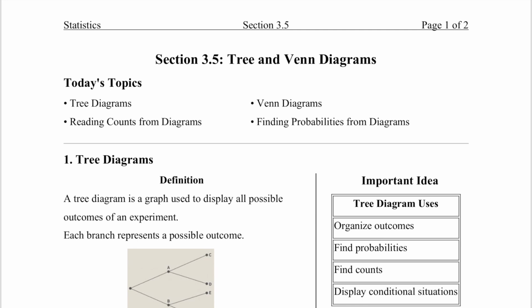Hi everyone. In this video, we are going to learn how to use tree diagrams to organize information, find counts, and calculate probabilities. Let's get started.